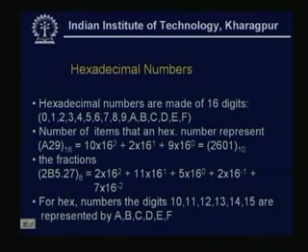Now similarly I have hexadecimal numbers. Hexadecimal numbers are made of 16 digits: 0, 1, 2, 3, 4, 5, 6, 7, 8, 9, then 10, 11, 12, 13, 14, 15. So 0 to 15 will be the 16 numbers. So for hexadecimal, the base is 16.